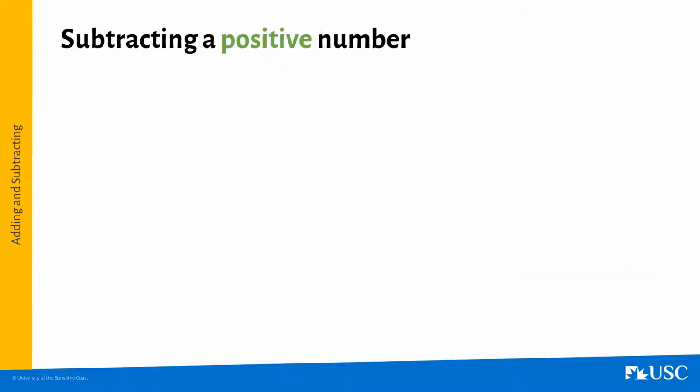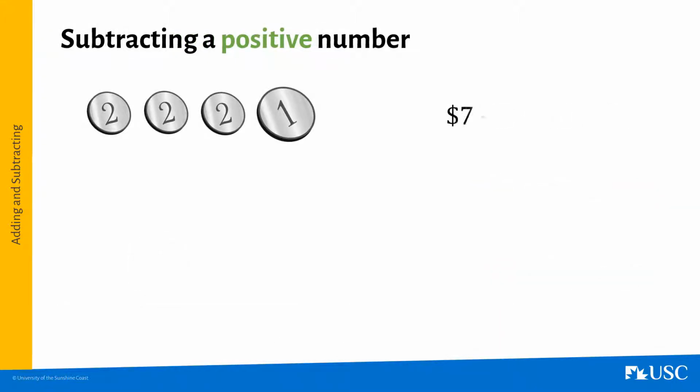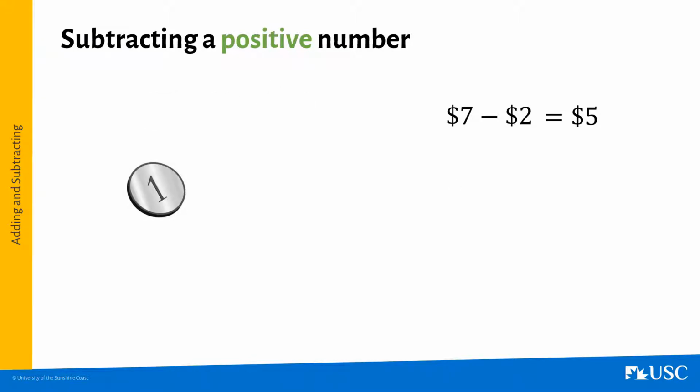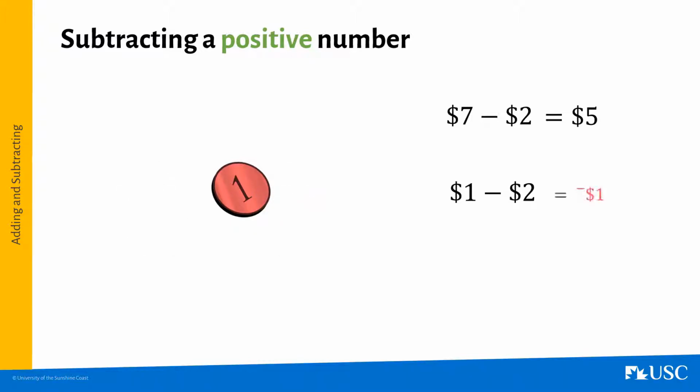Let's subtract a positive number. For example, if we have $7 and we want to spend $2, we're left with $5. Let's start off with $1. We now want to spend $2 that we don't have, so we need to borrow $1, and now we have $2 that we can spend, and that leaves us with a debt of $1.